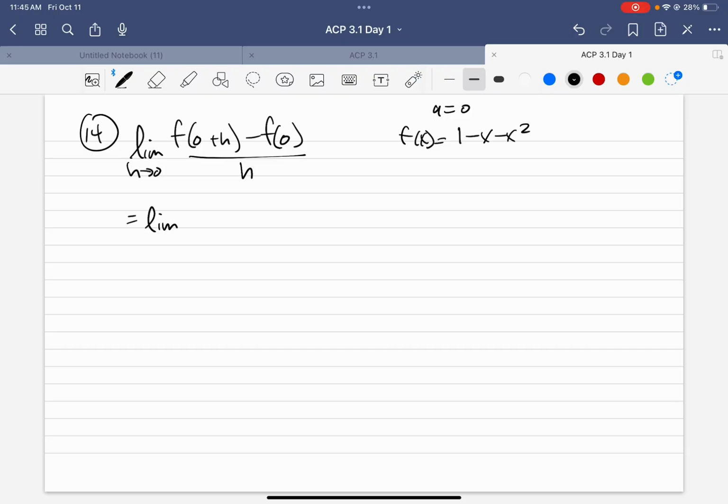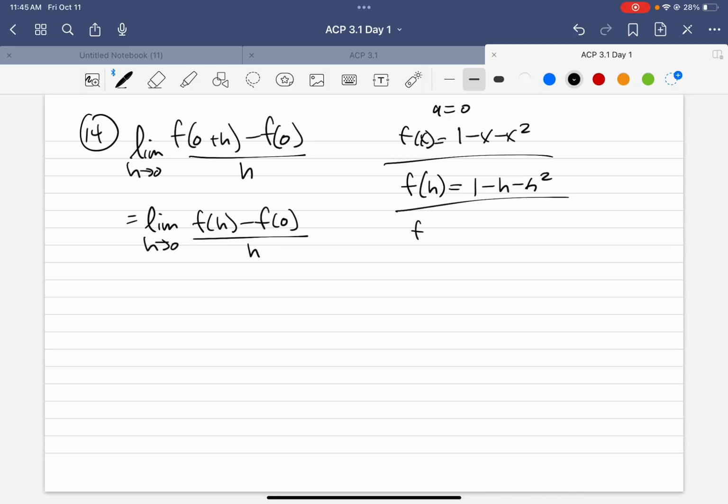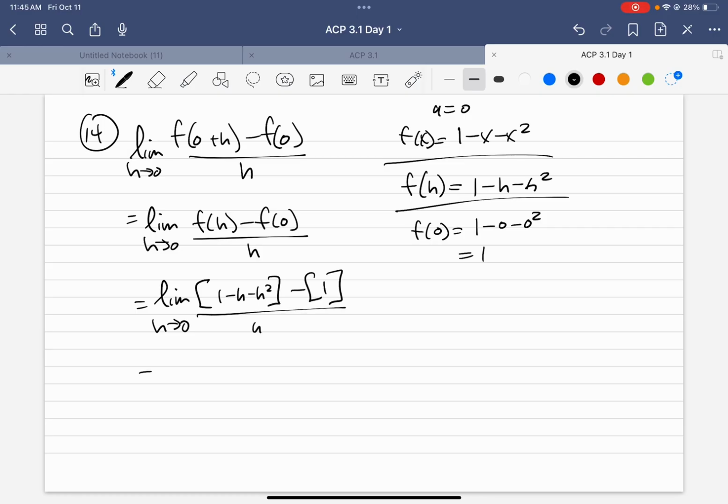So lucky for us, 0 plus h is just the same as h. That's not going to happen very often, so we're going to take advantage of it. And so we're going to find f at h, and that's going to be this. And then we're going to find f at 0, and that's just going to be 1 minus 0 squared, which is 1. So when I go in here, it's going to be 1 minus h squared minus 1 over h. The 1's cancel out, and you get negative h minus h squared over h.